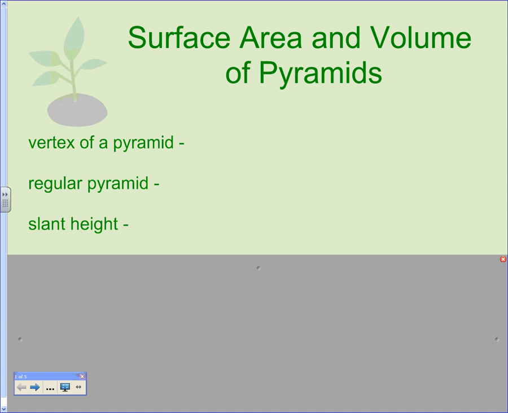But if this is a flat face, the slant height's from the tip top down to the middle of the face. Does that make sense? So yeah, it's the height of the triangle. But the slant height and the height of the pyramid are not the same. The height is measured from the vertex all the way down to the base, not to the edge. Does that make sense?